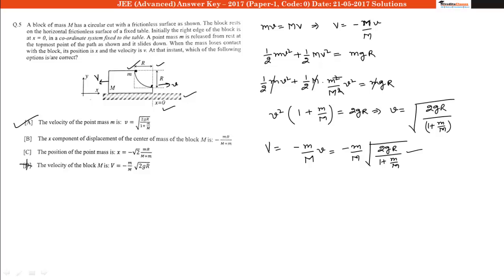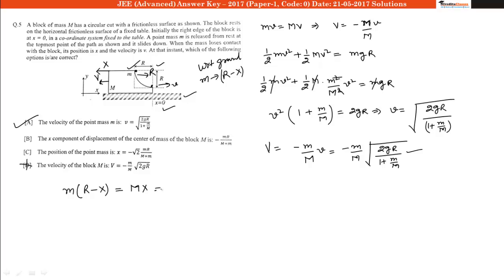Now, let us talk about the displacements. Let us say that the bigger block moves by a distance of capital X towards the left. So, the displacement of the smaller block with respect to the bigger block is R, or we can say that with respect to the ground, the displacement of the smaller mass m will be R minus X. Now, all these are internal forces, so the displacement of the center of mass will be equal to 0, and from here we can say that m into R minus X will be equal to capital M into capital X.